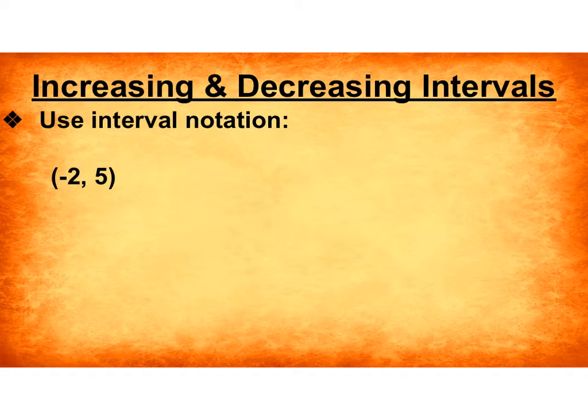Let's look at increasing and decreasing intervals. And just a reminder about interval notation. If I think about this, it's not a point. Those are soft brackets, meaning that they are not included. So if I were to put this on a number line, I would have open circles, and I would be everything in between. So the open brackets means it doesn't include it.